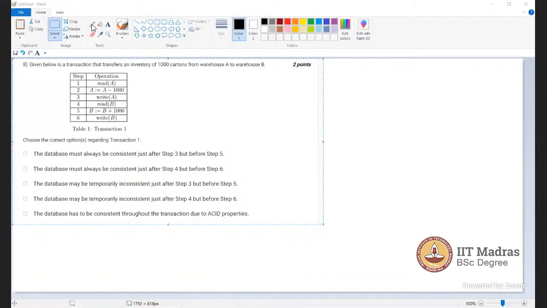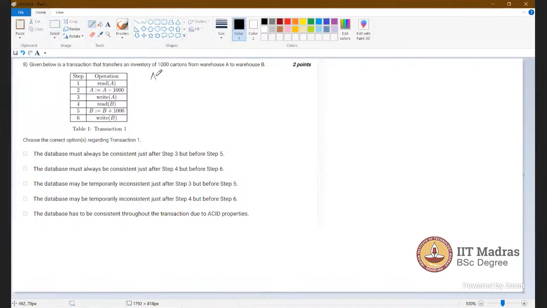It is maybe, because you can see there is an A value check. A is initially, suppose, let's see. So you have to transfer 100. So now A is 1000, and write A. And B equal to, you can see 3000. But what you have to see is step 3 and step 5.